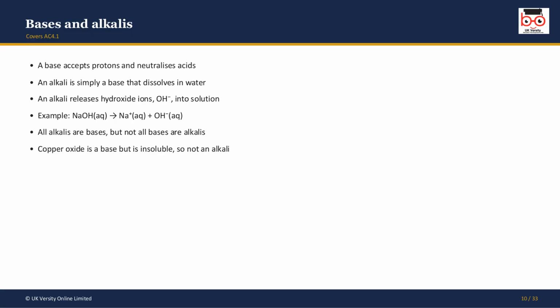It's worth being precise about bases and alkalis because the words aren't interchangeable. A base is anything that accepts protons and neutralizes acids. An alkali is simply a base that dissolves in water, and when it dissolves, it releases hydroxide ions into solution, as sodium hydroxide does, giving sodium ions and hydroxide ions. So all alkalis are bases, but not all bases are alkalis. Copper oxide, for instance, is a base, but it's insoluble, so it isn't an alkali.